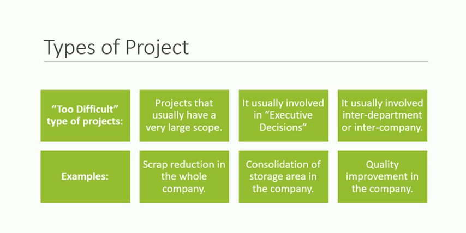Examples can be working on scrap reduction in the whole company, consolidation of storage areas in the company, quality improvement in the company, process management improvement in the whole company, and interdepartmental process management. It can also include improving the sigma level of whole company departments, working on different company departments to improve the overall Six Sigma value. These all three types of projects are based on different types and nature of the manufacturing industries.